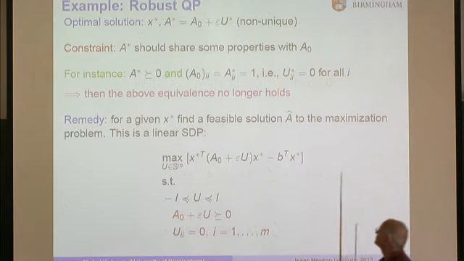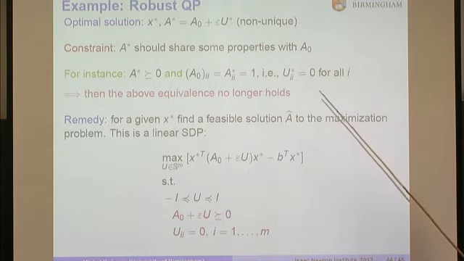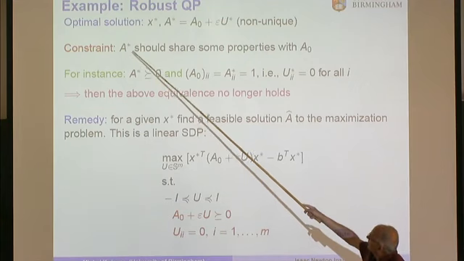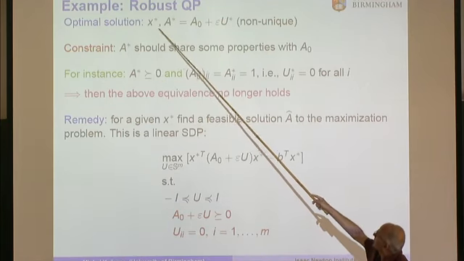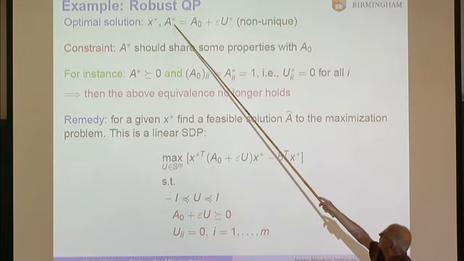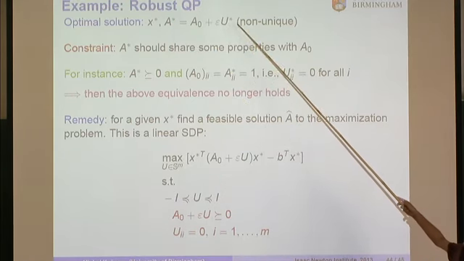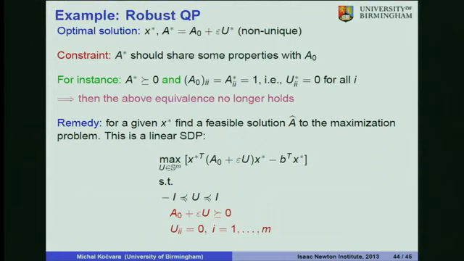The trick here is that I don't want to consider any optimum. So, well, okay, let's say we solve the robust counterpart. We will get an optimal solution, X star. We will get an optimal matrix, A star, which is A0 plus epsilon times some U star, which may be plus minus identity. It may be some other matrix. The optimum is not unique. But now assume that the matrix A star, the optimal matrix of the robust counterpart, should share some properties with the original matrix A0.